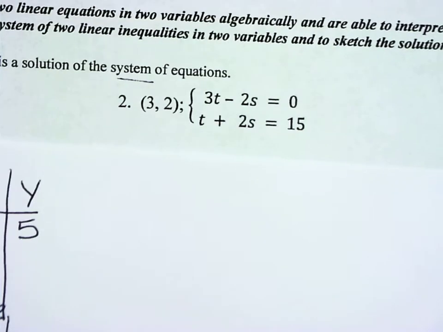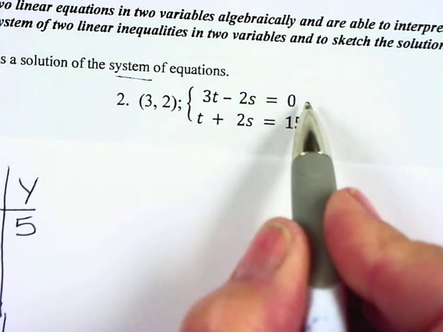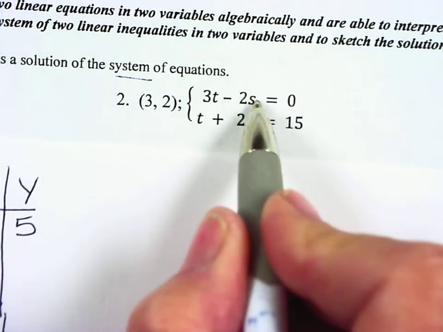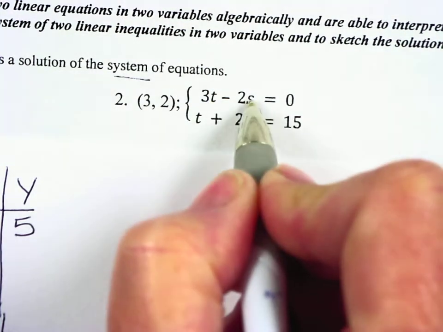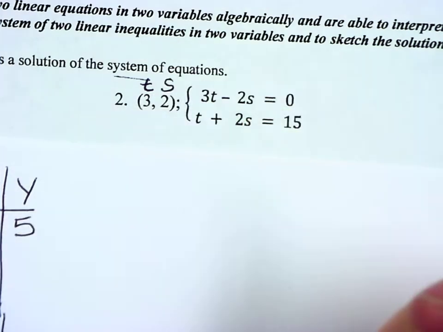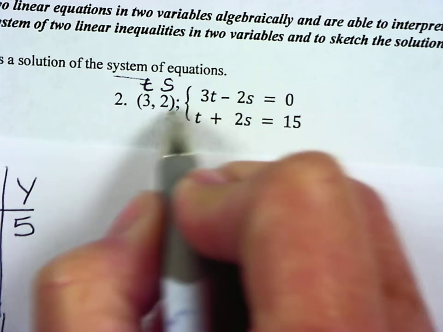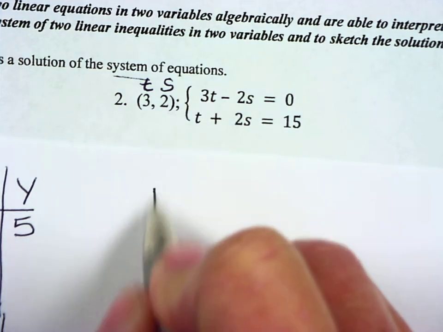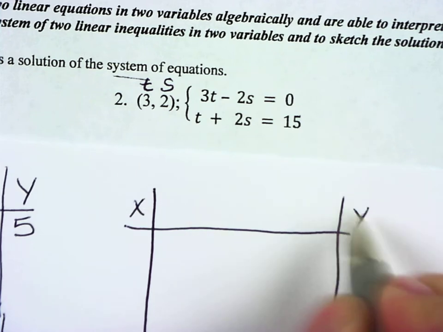Okay, let's try number 2. We're going to plug this point into both equations. Now look, they call this t and s. So I'm just going to assume since t is first and s is second that this is t and this is s. So for t, I'm going to plug in 3. For s, I'm going to plug in 2. So I'm going to make a function table.